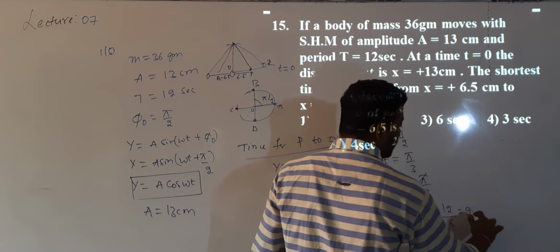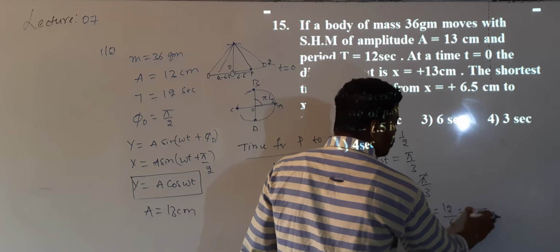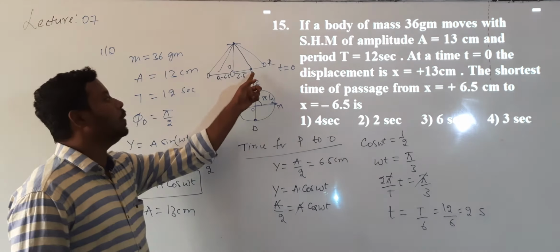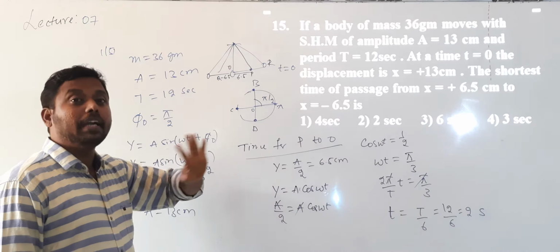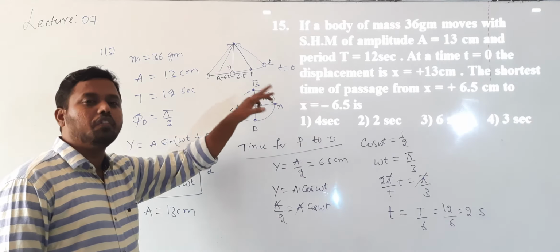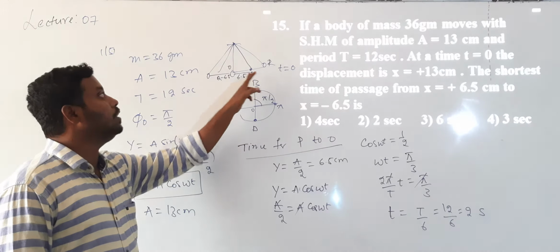How much time is there? 2 seconds. But 2 seconds is the time taken to go from where to where? P to O. But they are asking for the shortest time to go from plus 6.5 to minus 6.5, that means P to Q.